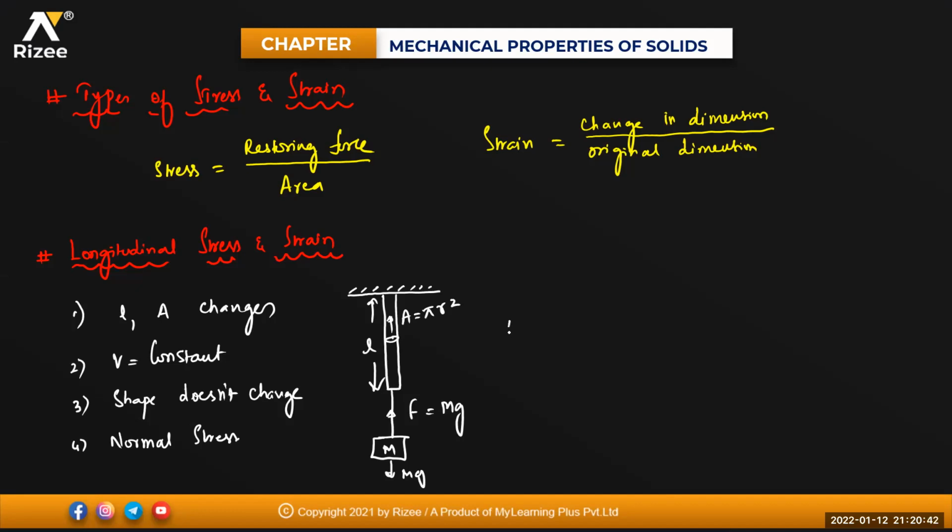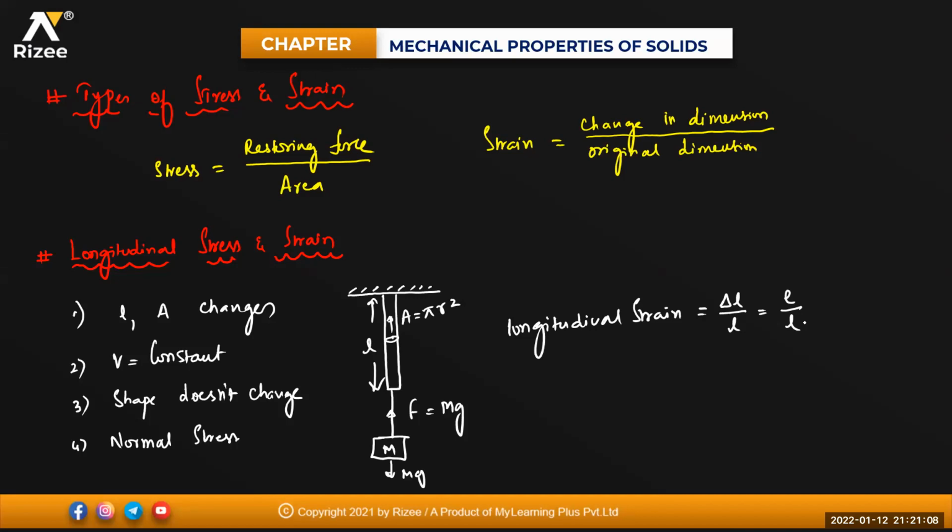So how do you write here longitudinal strain beta? Such type of strain is called as the longitudinal strain. Longitudinal strain means change in length by original length, or change in length is represented by extension divided by L. Extension divided by your L. That is called as your longitudinal stress and your longitudinal strain. Is it clear for everyone?